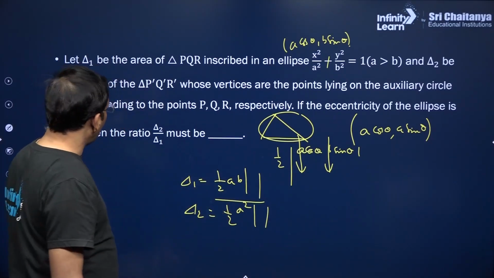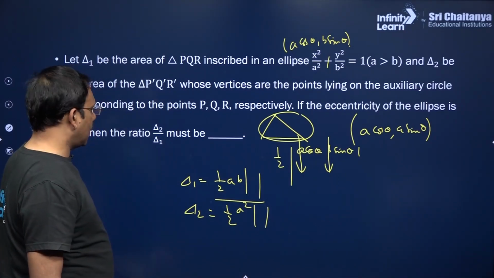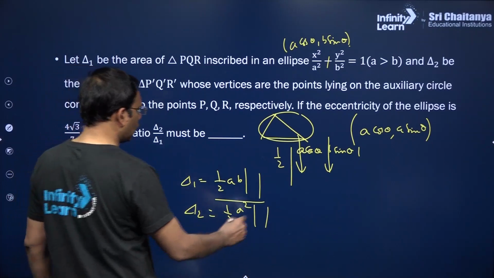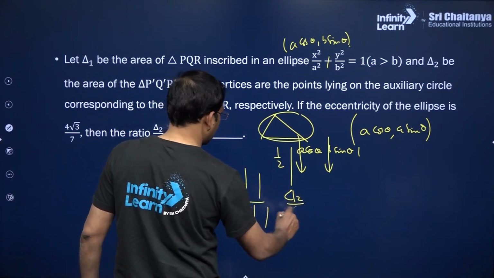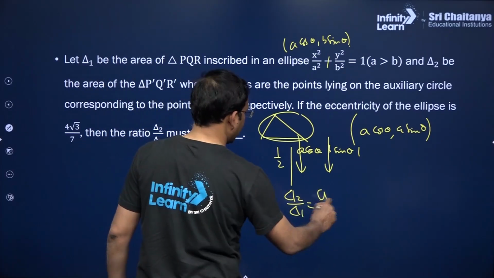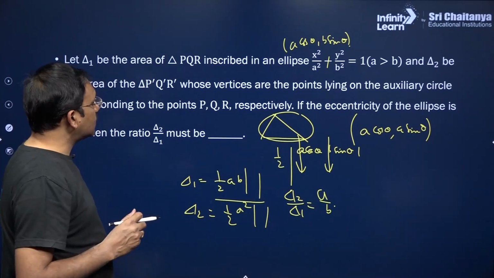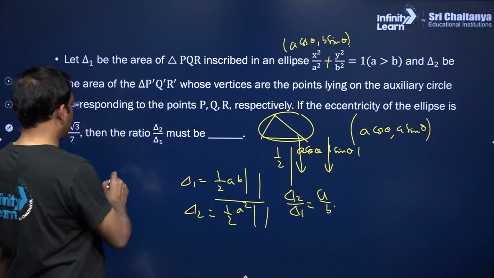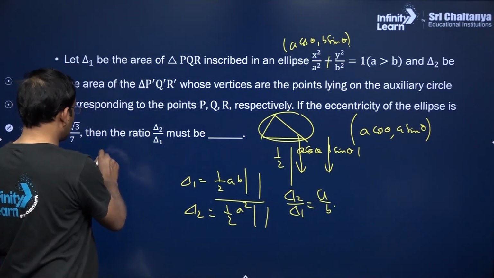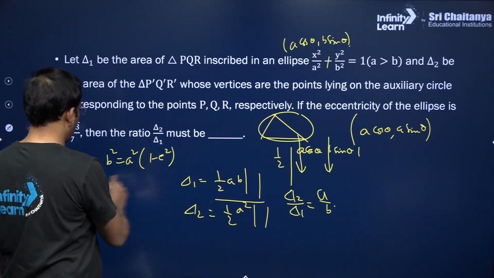I want the eccentricity of the ellipse. You just find delta 2 by delta 1, my dear friends. Delta 2 by delta 1 is going to be A by B. Now eccentricity of the ellipse, this is given, B square is equal to A square into 1 minus E square.